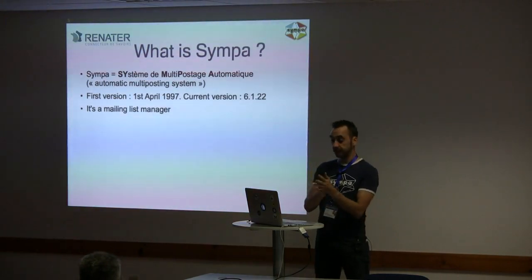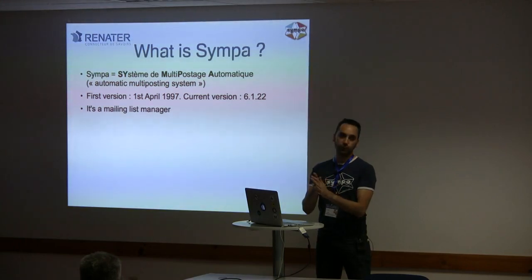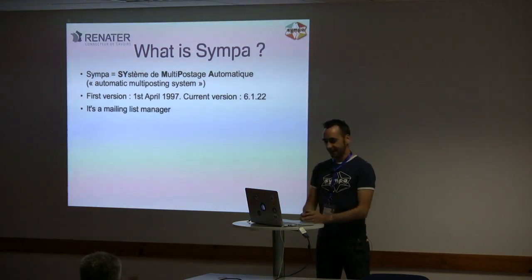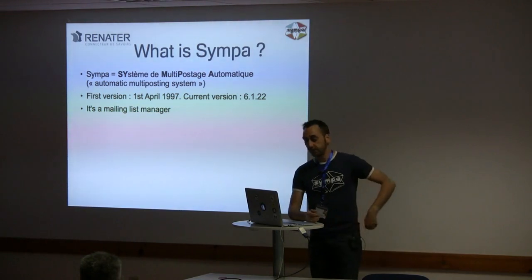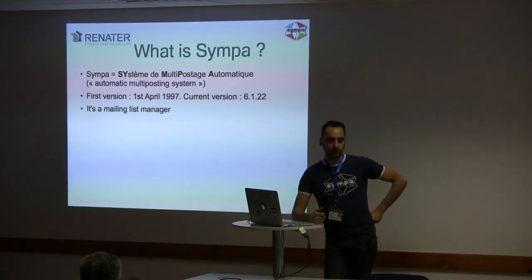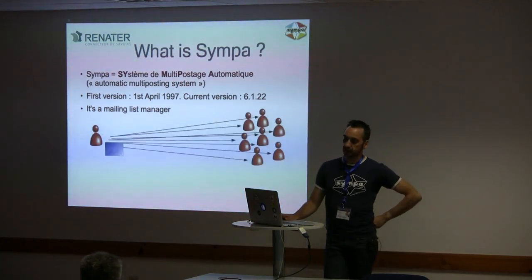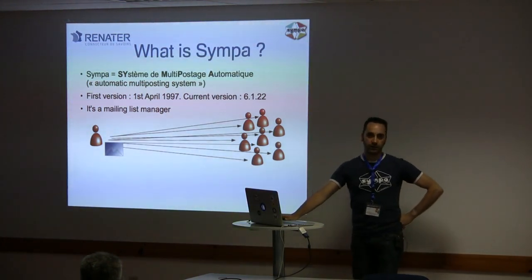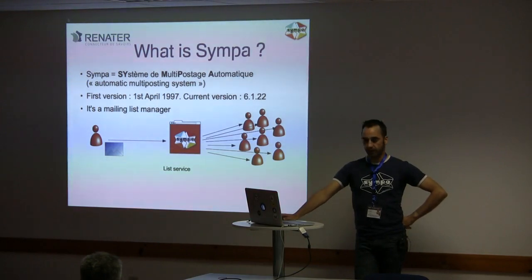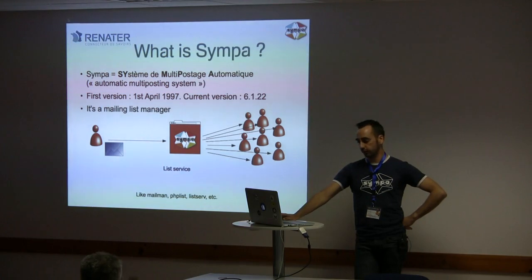Sympa means Système de Multipostage Automatique, which means Automatic Multiposting System. It also means, in French, nice. It's an old-timer. It's 17 years old. The first version was released on 1st April 1997. And yes, it's a mailing list manager. That means instead of sending one mail to a lot of people one by one, you send one mail to the mail server, and the mail server does the rest. Just like a lot of other mailing list managers, Mailman, PHPList, and so on.